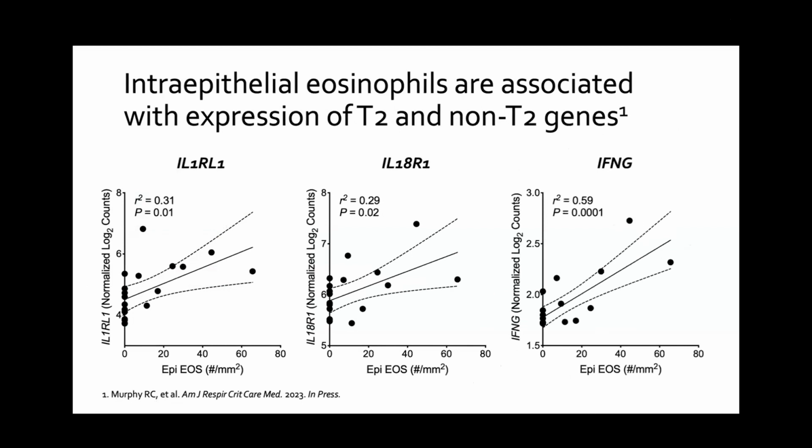I'm just trying to show that not only do we have type 2 pathways, those are associated with these intraepithelial eosinophils, which in turn are, of course, related to airway dysfunction, like the mast cells. But so are these other genes, IL-18 receptor, so a T3 pathway, and an interferon gamma T1 pathway.